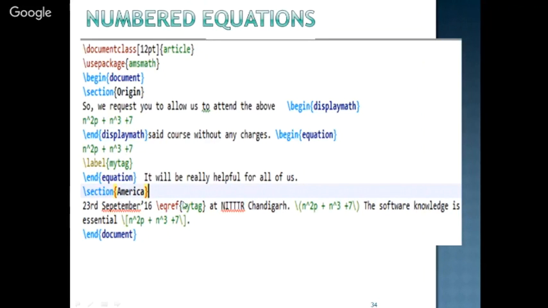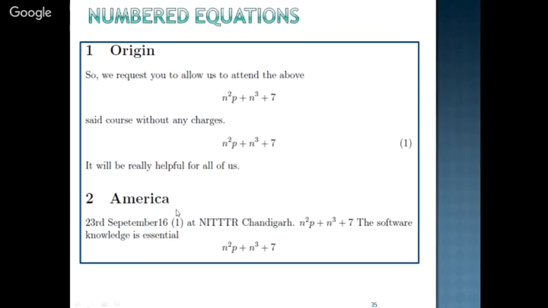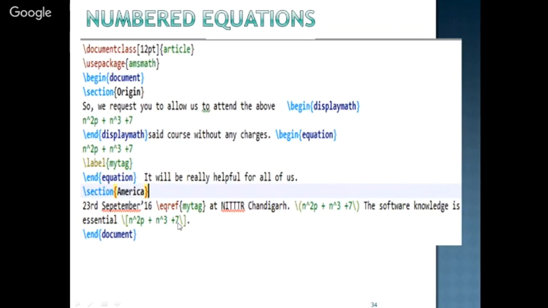If the equation number is 2, it will appear here as 2. As you can see here, for this the equation number is 1, so in the text it is written only 1. So you are not first giving what the equation number was for that equation. You can just write that my tag, and it will automatically detect.